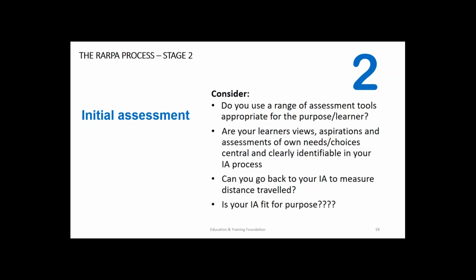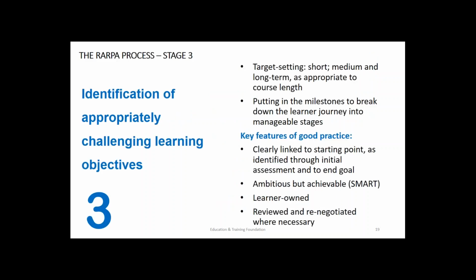So moving back to the next part, identifying appropriately challenging learning objectives. This is all about our target setting, and we've got our long-term targets of where the learner wants to be, which would be perhaps, if I go back to the hair and beauty idea, to be a hairdresser, our learner wants to be on the hair and beauty course at level 1, and we'd say in 2 or 3 years' time. So that's the long-term goal.